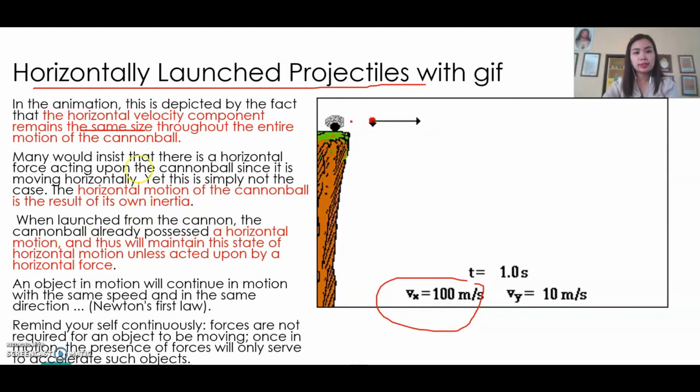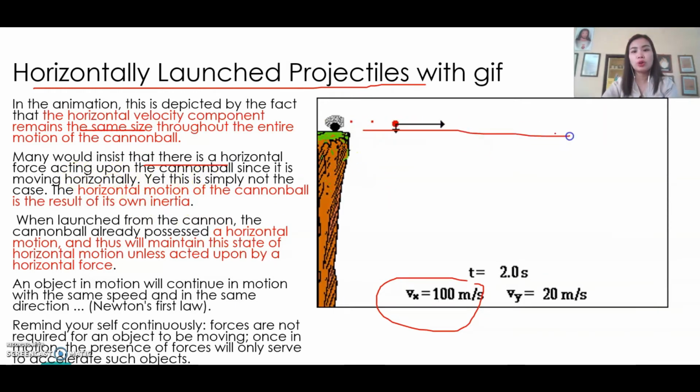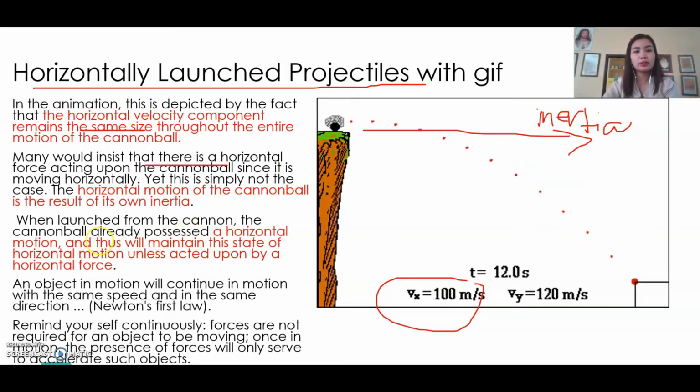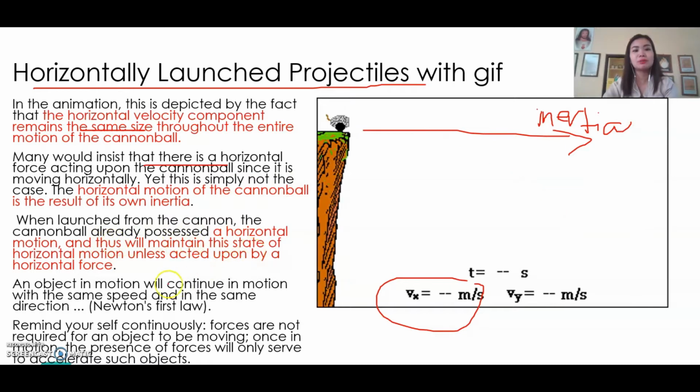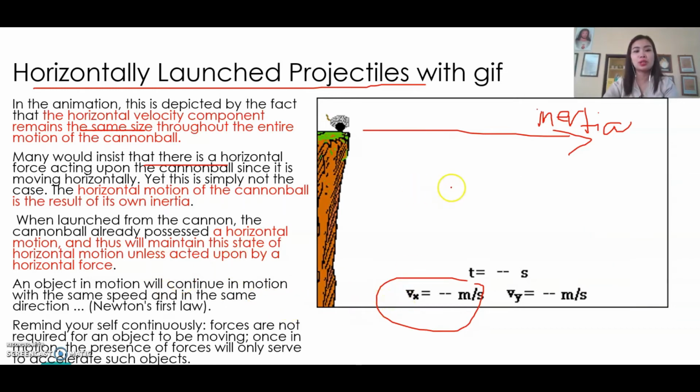Now, if we insist that there is a horizontal force acting upon the cannonball, since it is moving horizontally, yet this is simply not the case because the horizontal motion of the cannonball is the result of inertia. Okay, kaya nga, tinatawag na itong inertia. When launched from the cannon, the cannonball already possessed a horizontal motion and thus will maintain the state of horizontal motion unless acted upon by a horizontal force.